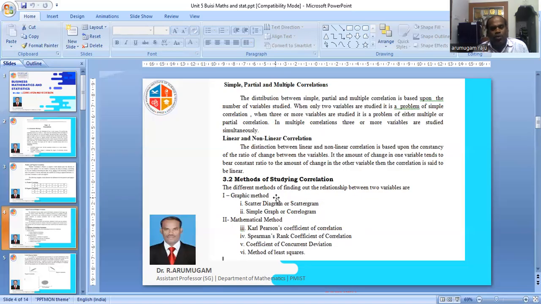Basically, here we have two different methods of studying the correlation coefficient. The first one is the graphic method and the other one is the mathematical method. In the graphic method, we have two cases, that is the scatter diagram, or scattergram method, and also the simple graph. But in the mathematical method, here we have four cases: Pearson's coefficient of correlation, then Spearman's correlation, then the coefficient of concurrent deviation, and also the method of least squares.